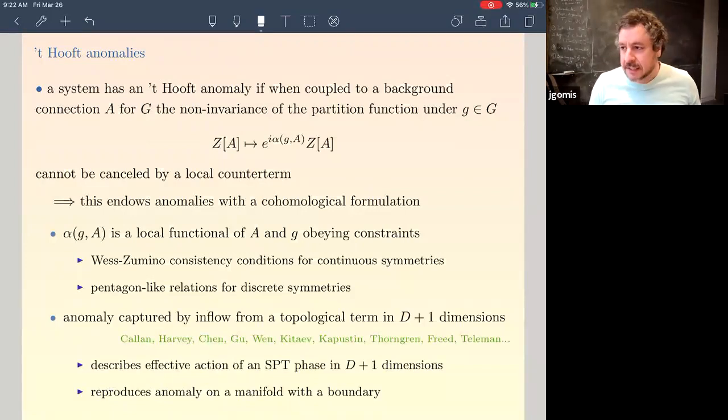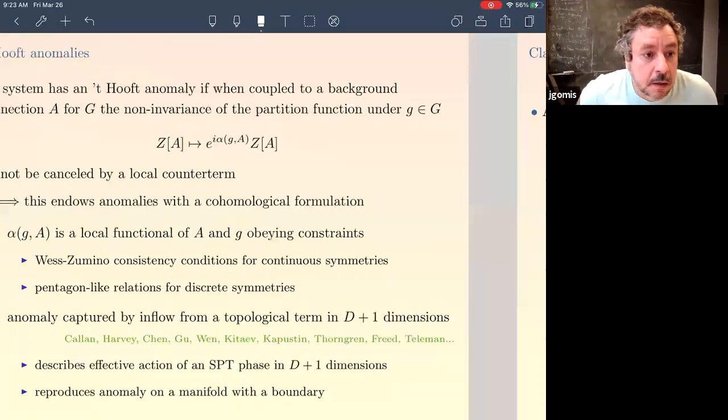So the main message here is that you have a system in D dimensions that will have a 't Hooft anomaly. It has a non-invariance of the partition function here. But now if you attach this D-dimensional system to the boundary of a suitable D+1 dimensional topological system, then the combined system is invariant. Okay. So there is a nice dictionary where you can shuffle things around between anomalies in D dimensions and SPT phases in D+1 dimensions. And this has been interesting in condensed matter because in particular they also have experimental examples of such SPT phases. Okay, good.